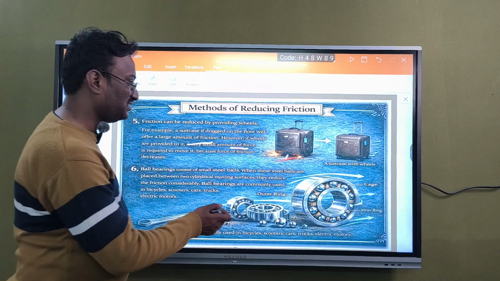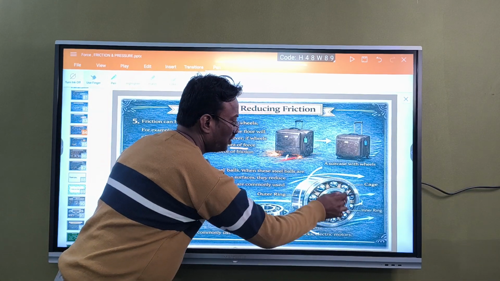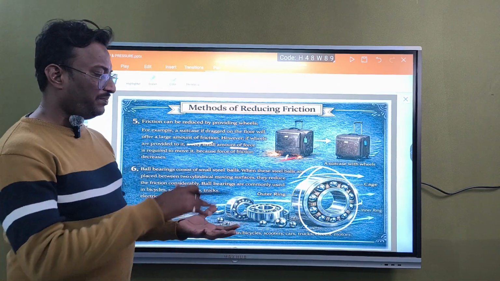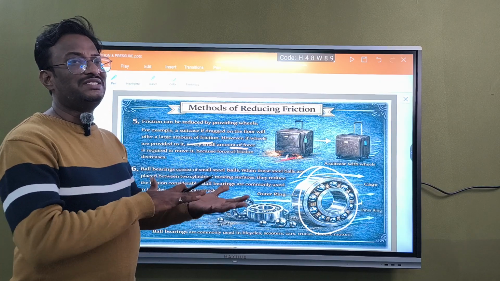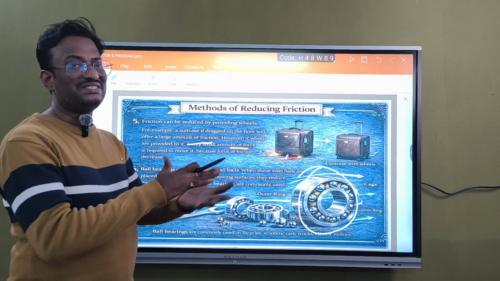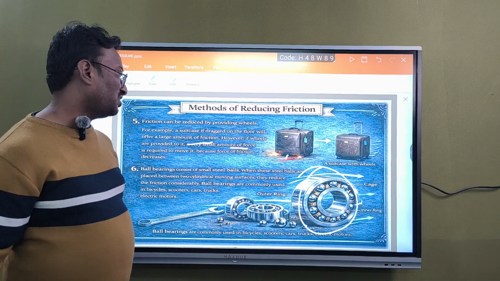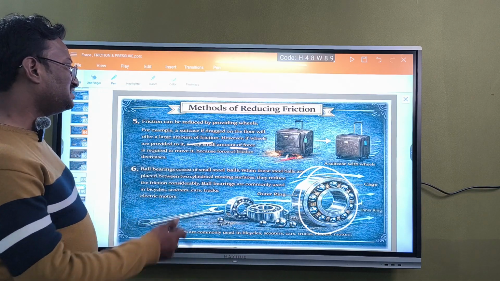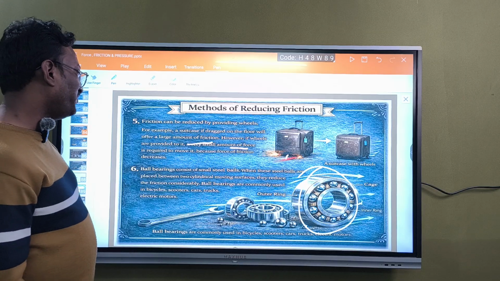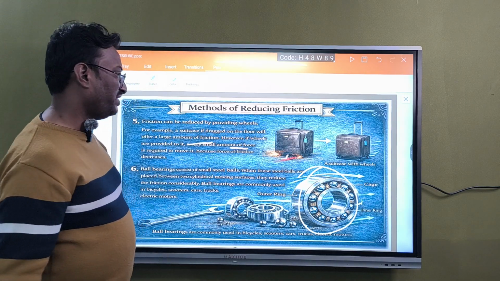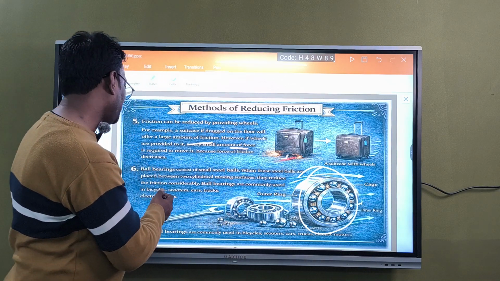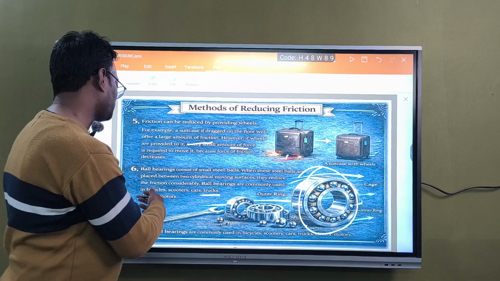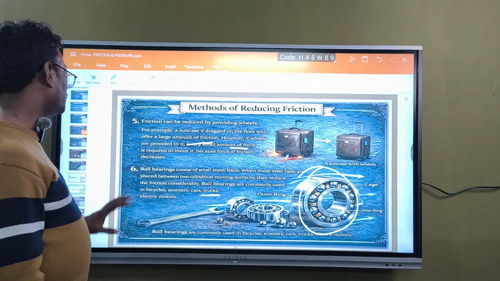And ball bearings, this is the example of ball bearings. So in between two plates, if you put marble stones, the two plates can move easily. That is the construction of ball bearings. When these steel balls are placed between two cylindrical moving surfaces, they reduce the friction considerably. Ball bearings are commonly used in bicycles, scooters, cars, trucks and electric motors.